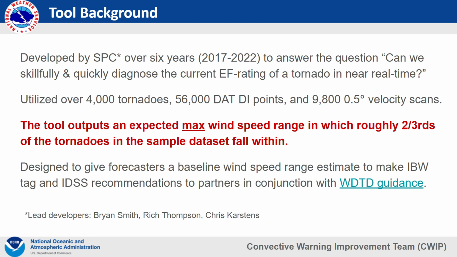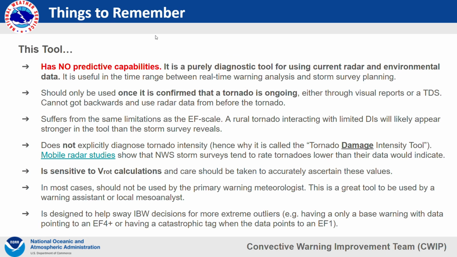And this tool outputs an expected maximum wind speed range in which roughly 2/3 of the tornadoes within this sample data set fall within. And this is designed to give forecasters a baseline wind speed range estimate for making IBW tag and IDSS recommendations to partners.